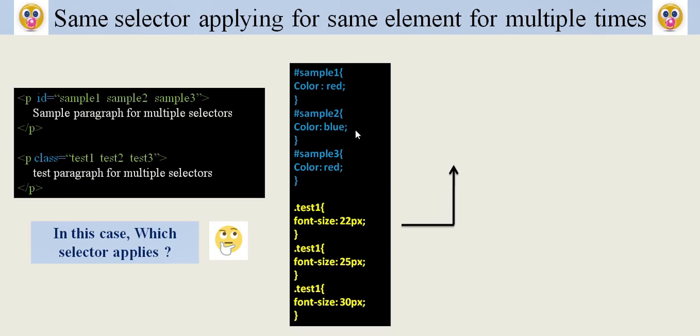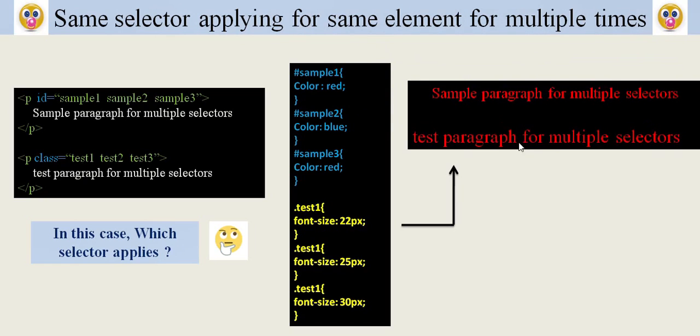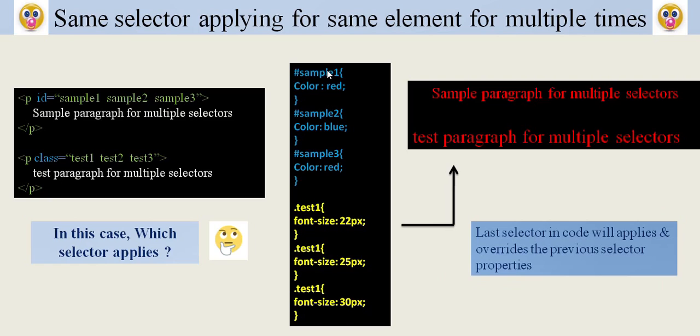And if you take the output of this file, it will give me red color. The thing that you need to understand here is, the answer to your question is the last selector in the code will apply. The last selector in your code will apply to your element.